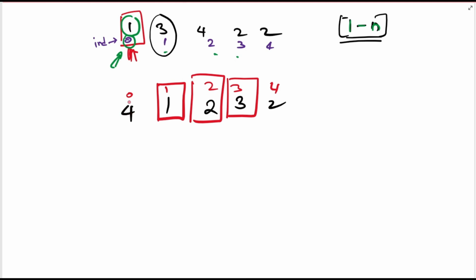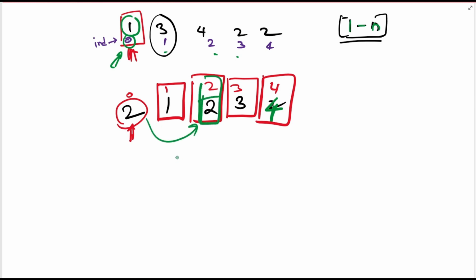Let's just try to put 4 at its correct position. Okay. So 4 will also go over here. And at this position, I will be having 2. Okay. Now, let's just try to put this also at its correct position. But you can see that already at 2's place, 2 is there, right?